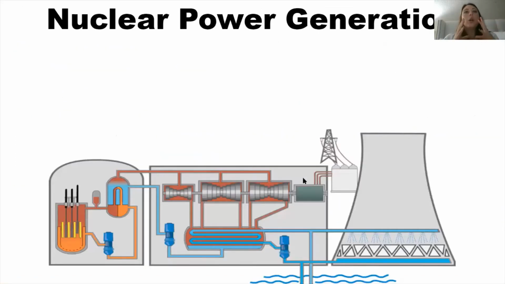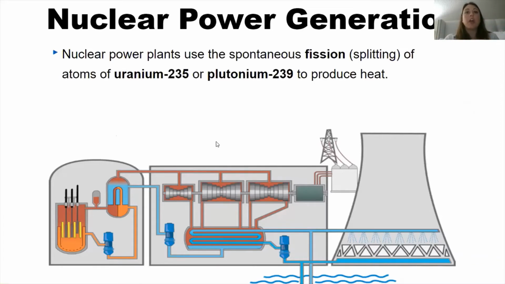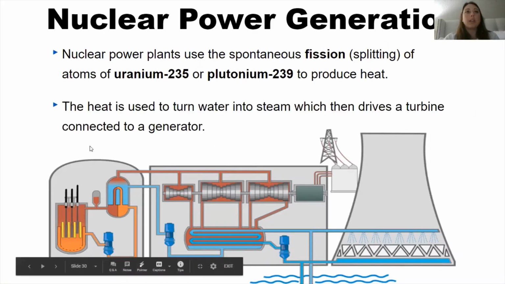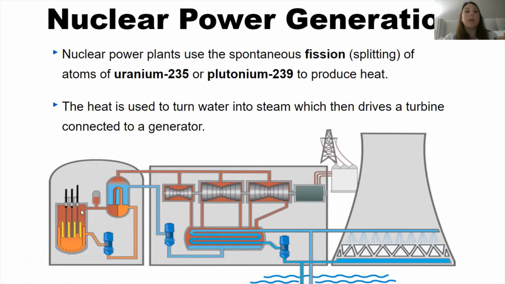So nuclear power plants have a couple of specific parts that you need to be familiar with. This is how all electricity is made in a very similar manner. We take uranium or plutonium, found in these control rods, and we make them undergo a very specific reaction in which we bombard them and cause the atoms to split apart.